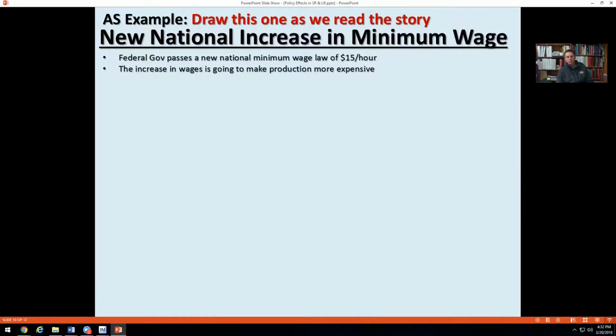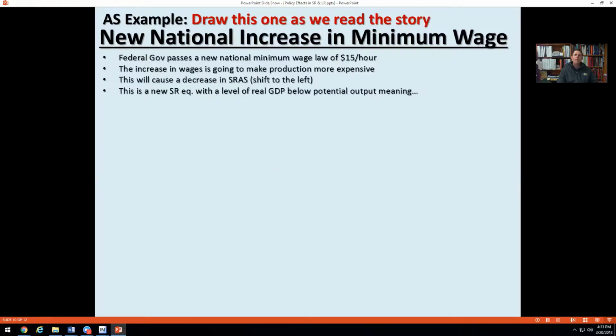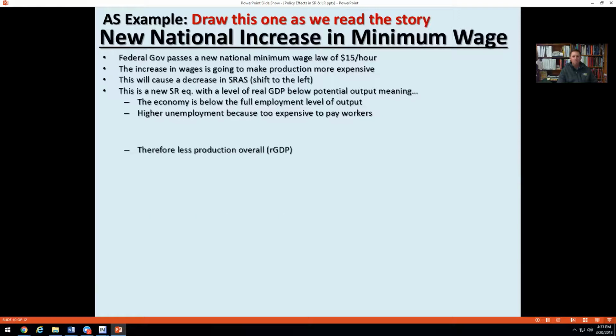And as we know, so you've paused the video by now. This leads to an increase in wages. This will cause a decrease in short-run supply. This will leave us with a level of real GDP below our potential because we have now shifted back from our potential. The economy is below full employment, so we know that we have higher unemployment because it's too expensive to pay workers. We're in a recession, therefore less production overall, right?